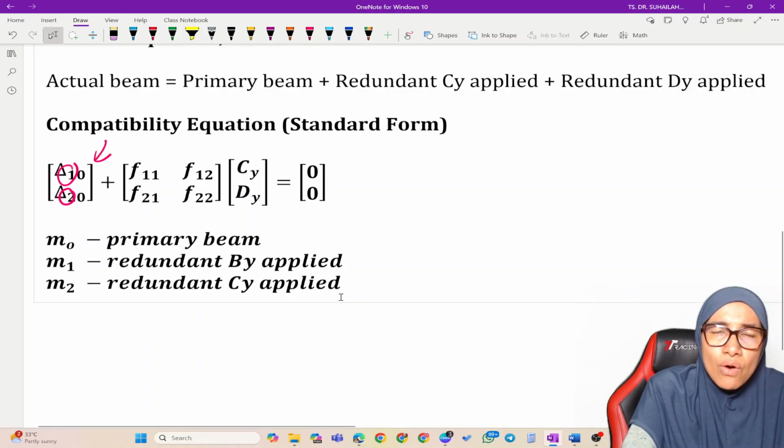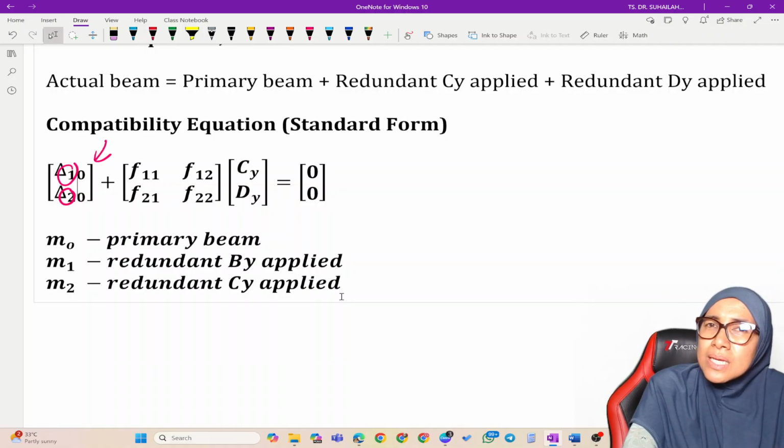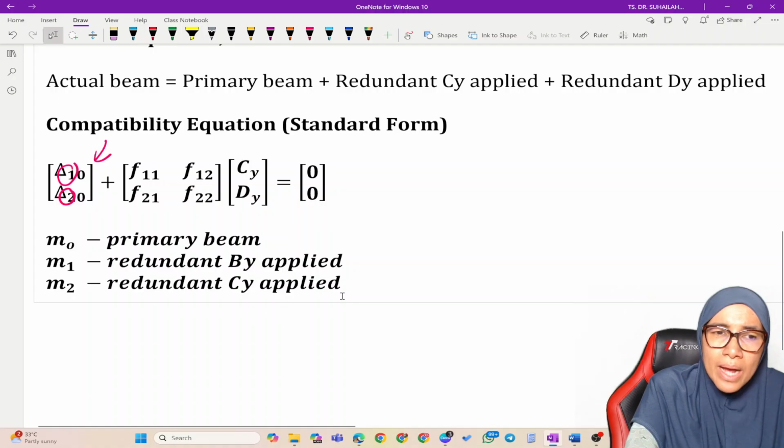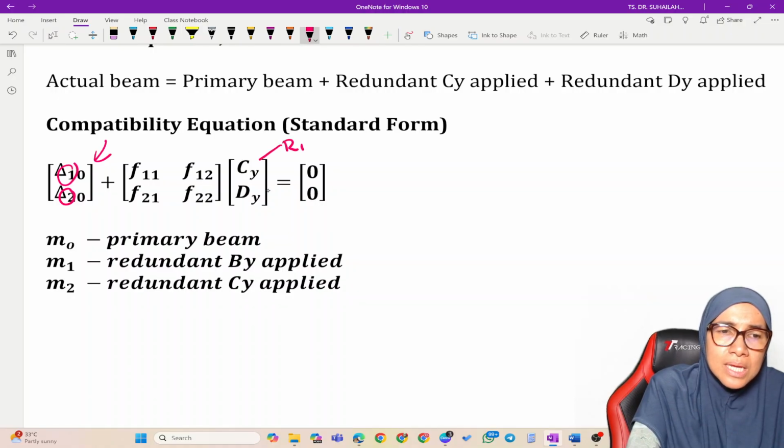Okay, then for redundant system, we group together all displacement. There are two redundants, so we will have a 2 by 2 matrix, written using matrix characteristic. So we write F for flexibility coefficient representing displacement. It is F11, F12, F21, F22 times CY and DY. CY is redundant 1, DY is redundant 2, equal to 0.